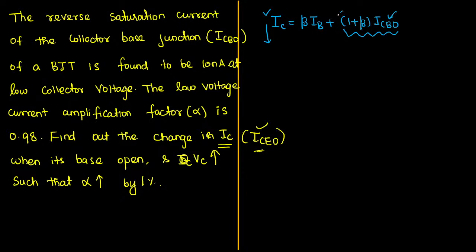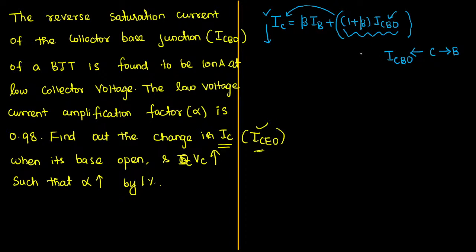Whereas this overall current is also a reverse saturation current, but this current is linked with the collector to emitter terminal. I'm repeating one more time. If we are talking about only collector to base, then we are talking about the reverse saturation current that is traveling from collector to base.